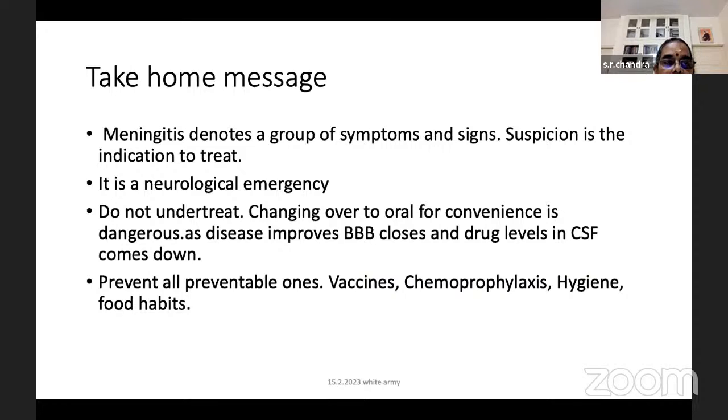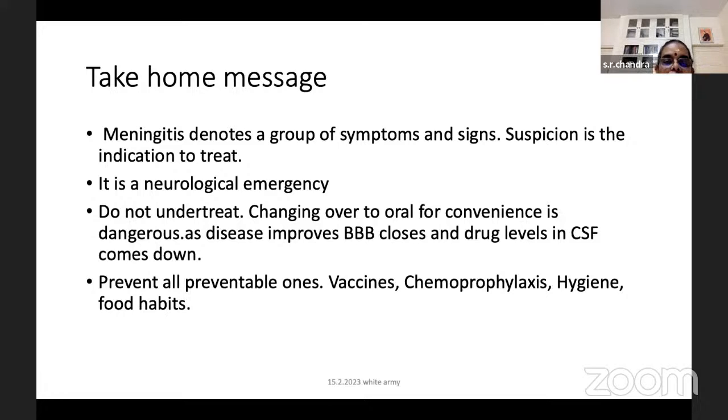The take-home message is, we saw how difficult it is as you ascend the hierarchy from the emergency doctor to the neurologist, based on the knowledge about sensitivity, specificity of all tests, and the importance of taking 5 samples of the CSF and using the 5th sample for special cases. Meningitis is not an easy diagnosis. It denotes a group of symptoms and signs, and suspicion is the indication to treat. And it is a neurological emergency. We should not under-treat. You can start over-treatment. Whatever you suspect, you start. Then you can withdraw by analyzing the 5th sample.